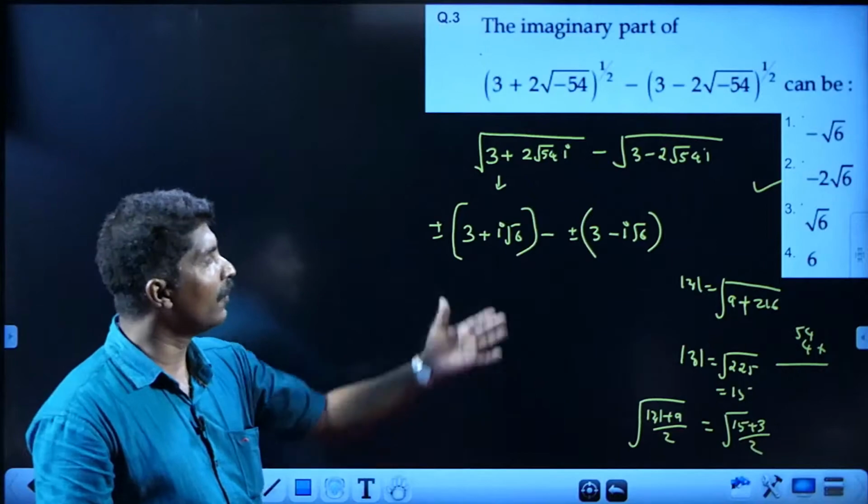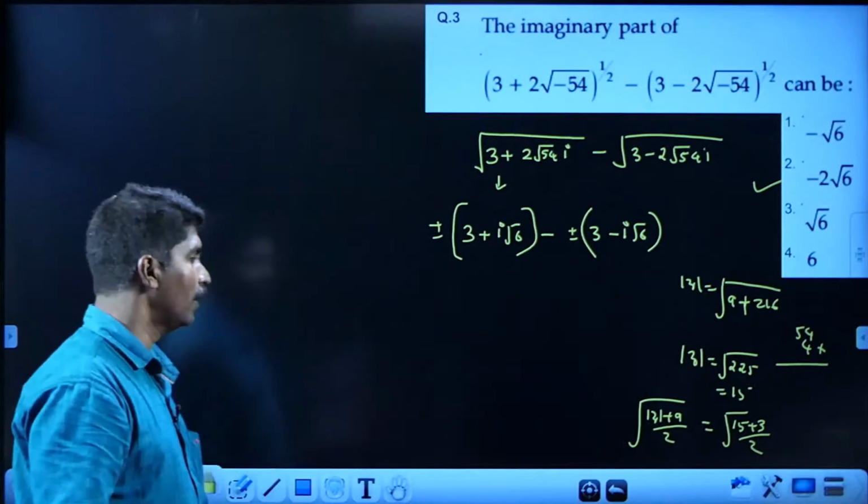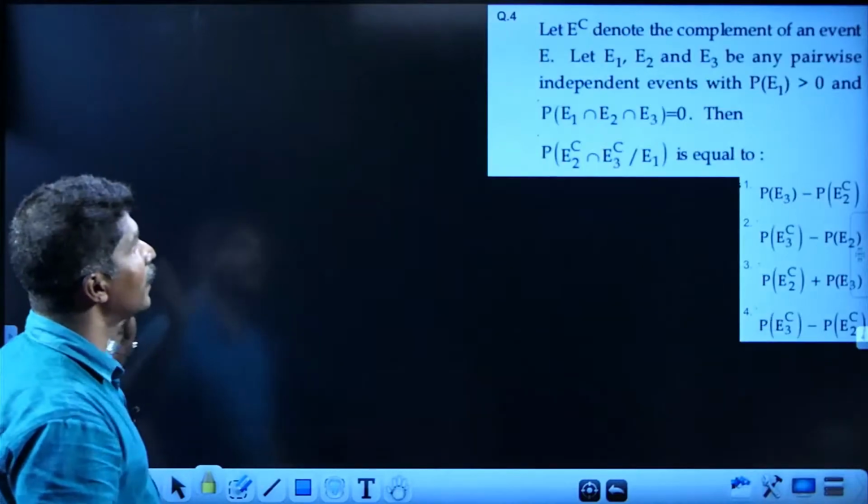Okay. Again, a very simple problem if you know this shortcut. Otherwise, it will be a little more lengthy. So we shall go to the next question.